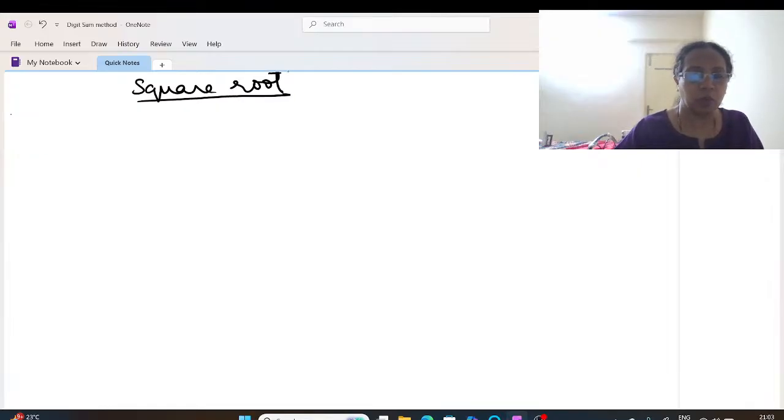Now, we all know that when you have a number 2 and you multiply it by itself, you get the square of 2, which can also be represented as 2 square, which is 4. So we can say that 4 is the square of 2 and 2 is the square root of 4. So we can represent the square root symbol like this.